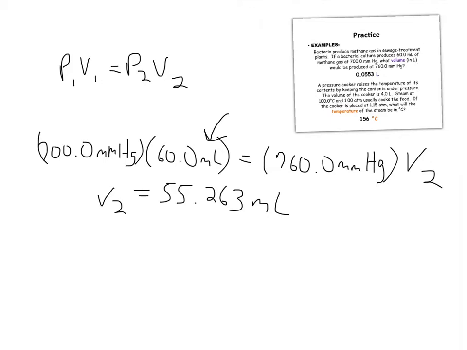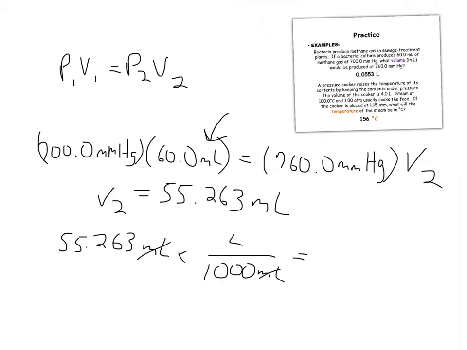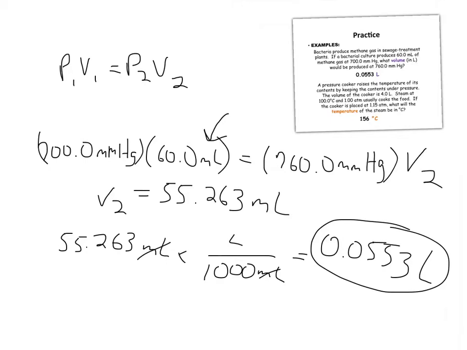In the problem, they ask for liters. So you're going to have to do a conversion here. We know that there is 1 liter for every 1,000 milliliters, so this is actually a very simple conversion. You need milliliters to cancel. Okay, so 1 on the top, 1 on the bottom. There's 1,000 milliliters for every liter. And this gives you, with correct sig figs, 0.0553 liters. So that's the first problem there.